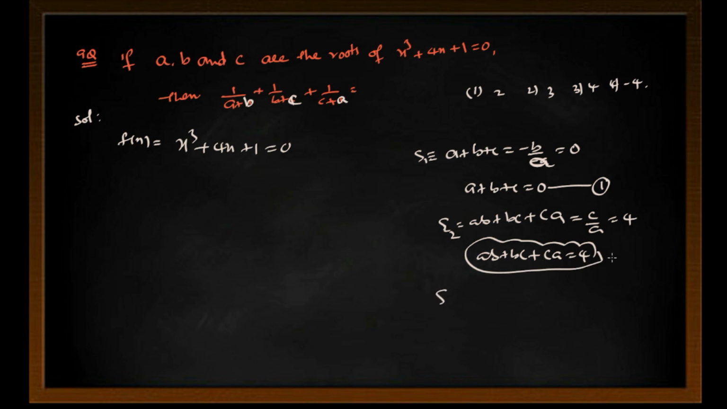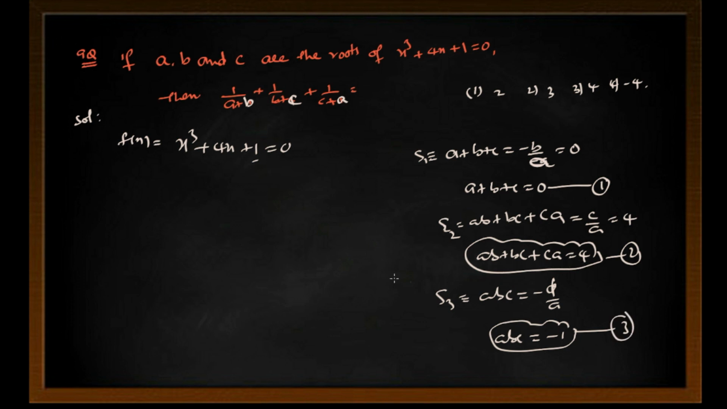Next, s3 means product of the roots, it is a into b into c, formula is minus d by a. Therefore, abc equals to minus d, so minus 1. So we have three relations in a, b, c: a plus b plus c is 0, ab plus bc plus ca is 4, abc is minus 1. Now, we have to find the value of 1 by a plus b plus 1 by b plus c plus 1 by c plus a.